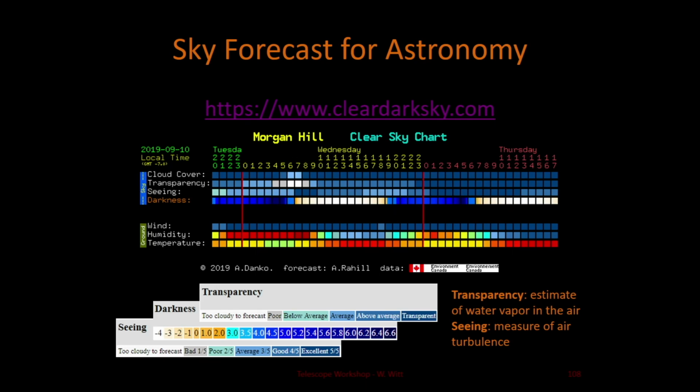Seeing is the measure of air turbulence. I don't know how they came up with these terms, that seeing means this and transparency means this, but that's what it means. Seeing simply talks about the measure of turbulence in the air. If it's very still, you'll have better viewing conditions. And then the wind, humidity, and temperature, etc. And of course, darkness. Darkness is simply, this is the daytime, which is all white, and then the nighttime, so what time of the night it's going to be the darkest. So you can get an estimate from that also. This will give you an idea of how the viewing conditions are going to be at a specific location that you're planning to go and observe.